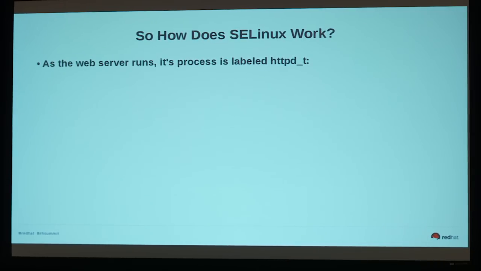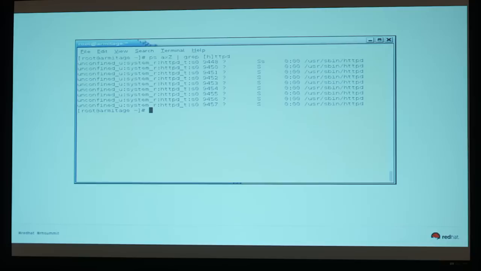Now, when the process is actually running, and it's in memory, the httpd process is in memory, I can do a ps -Z against it, and again, there's a type associated with that process running in memory, httpd_t.